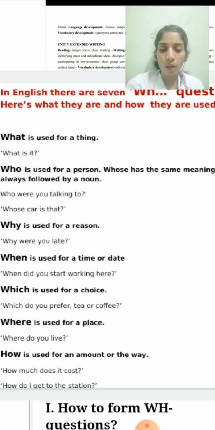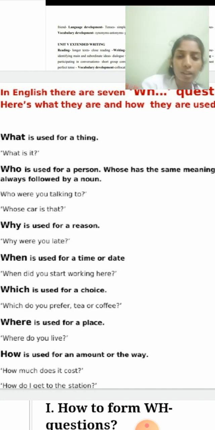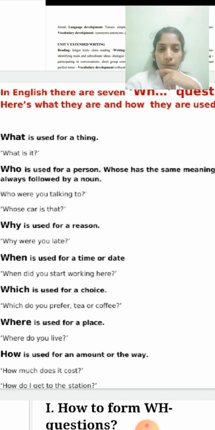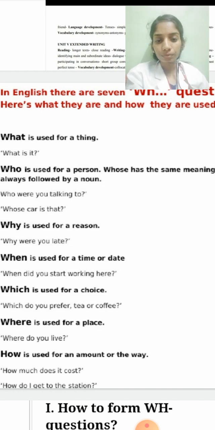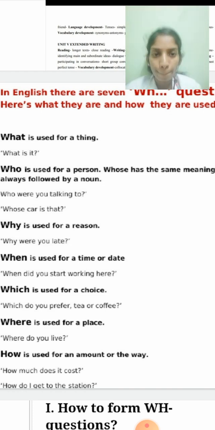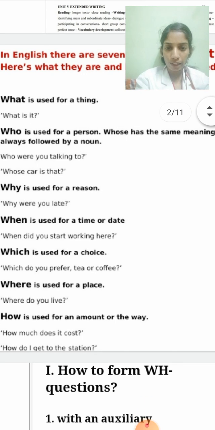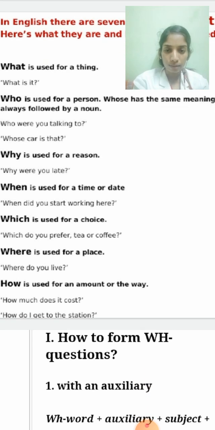Whose car is that? So car is the noun here. So whenever we want to denote the noun, we should use whose. So why is used for a reason. Why were you late? So this is why we are using why. The answer will be followed by the word because, like that only.